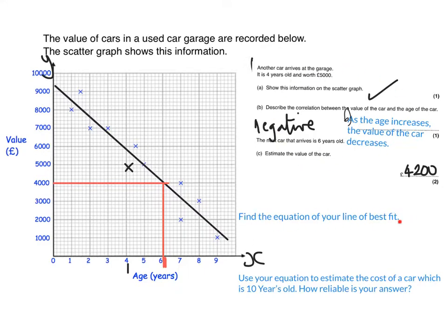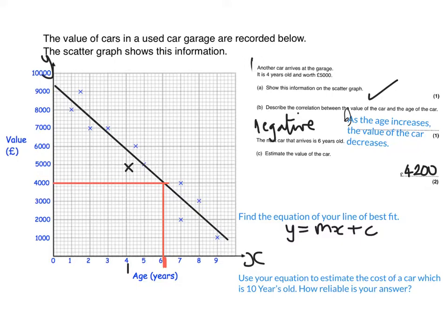Find the equation of your line of best fit. So we're finding the equation of a line here. Now it's linear, it's a straight line, so it's going to look like y equals mx plus c. Remember that m is the gradient and c is the y-intercept.